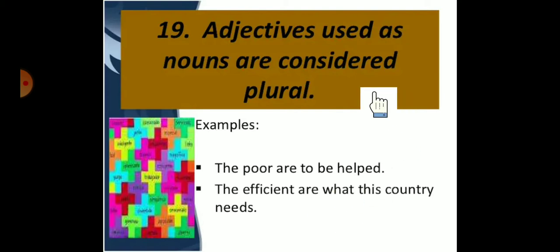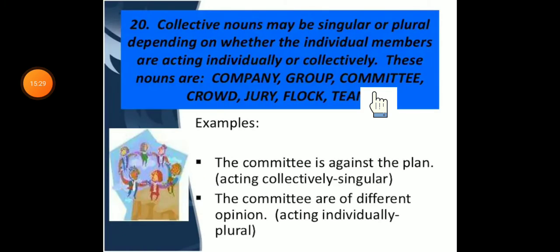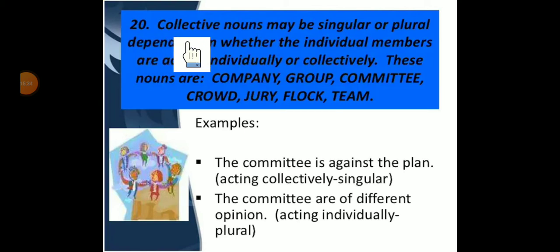Okay. Now let's begin with another rule. Yes, now we have rule number 20. Collective nouns. So students, what do we mean by collective nouns? The name of the persons or the group of persons which is defined in a single name is called a collective noun. Collective nouns may be singular or plural depending on whether the individual members are acting individually or collectively. Depending on it, we can judge whether it is singular or plural.